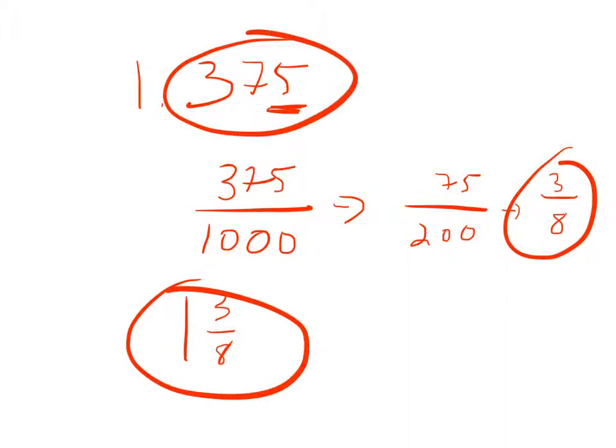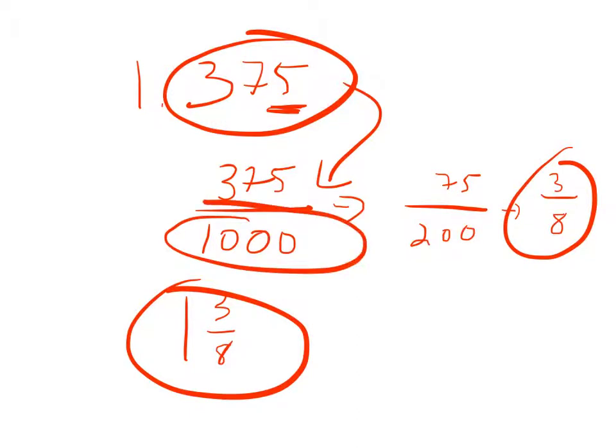So again, just take the decimal and change it into a fraction, with the denominator being the last place that this last number is. And then you can reduce and figure out what the answer should be.